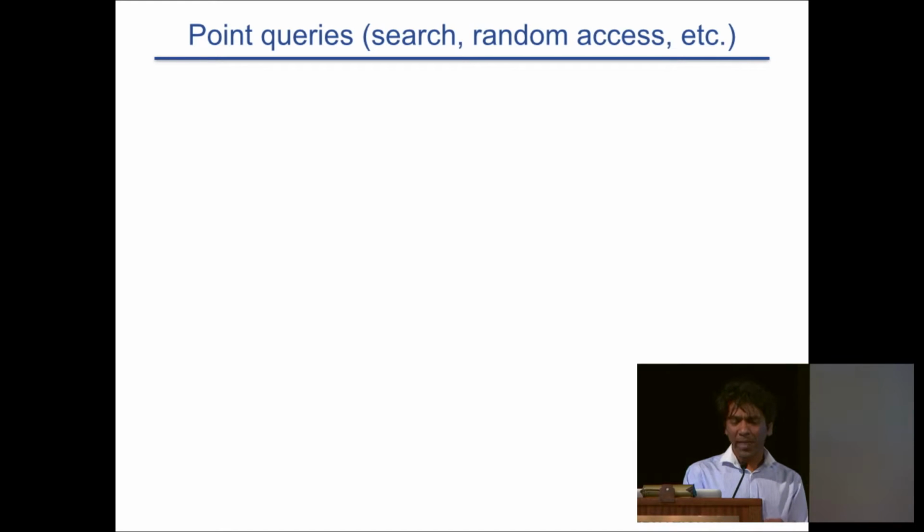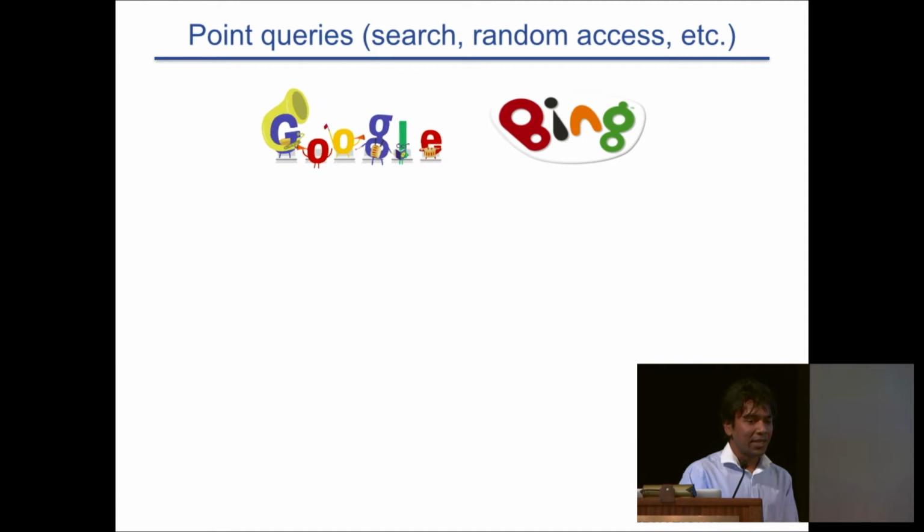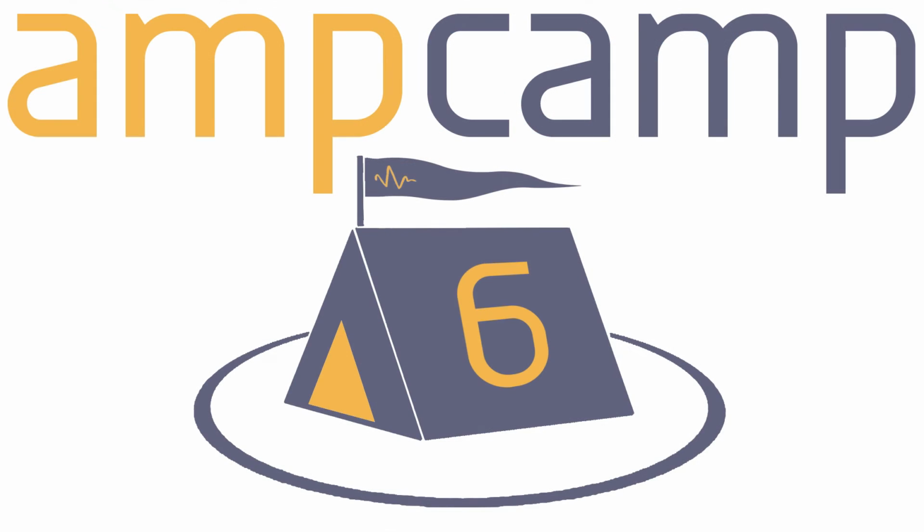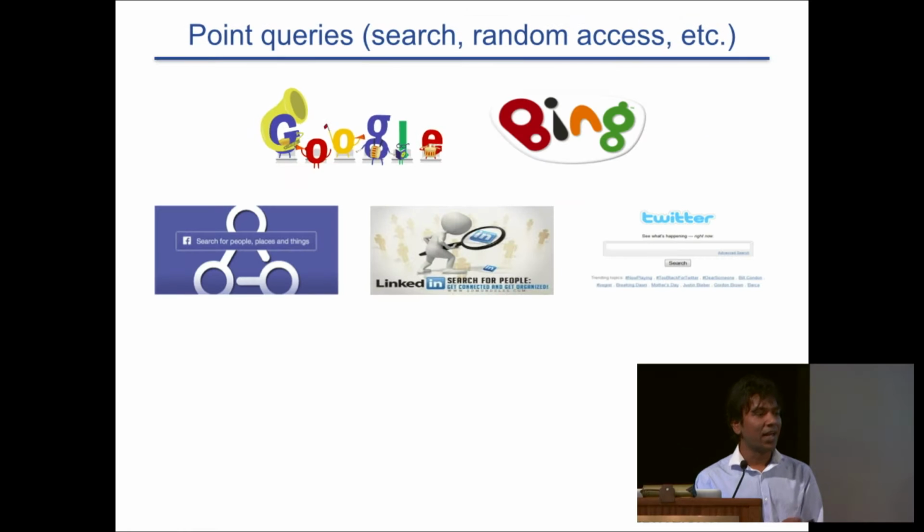And why do we care about point queries? Well, there are some good companies that have done point queries fairly well. So Google and Bing. Search is one of the point queries. And then there are these new social media platforms. The rise of social media has given rise to these very new platforms. So Facebook supports search, LinkedIn, Twitter, all these companies that are supporting some form of search. Search is one of the very powerful primitives in big data analytics these days.